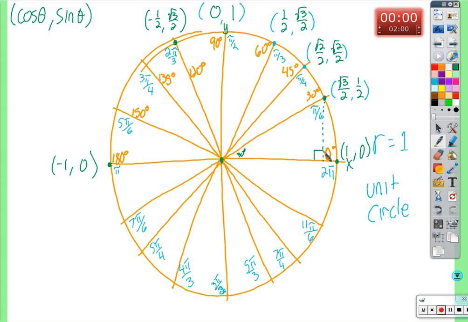Wait, is it square root of 2, square root of 2? No, the next one, the 45 degree one. Is it square root of 2, square root of 2? Square root of 2 over 2, square root of 2 over 2. So it's the same.